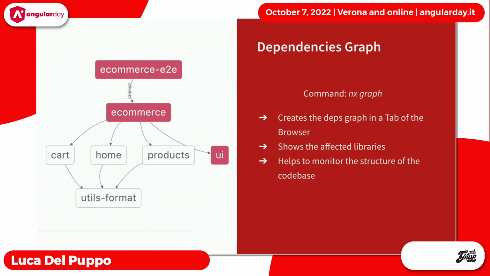NX is also able to highlight the libraries and applications affected by your changes. So if you are building a new feature, NX is able to understand which libraries are affected by your code. In this case, I changed the UI library, and NX understands that the e-commerce end-to-end application and the e-commerce application are affected by the changes. And for me, this tool is very useful to monitor the structure of the code base.